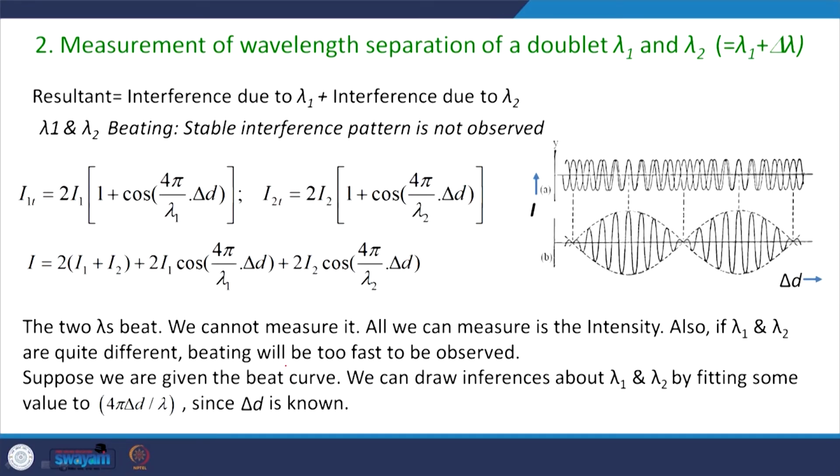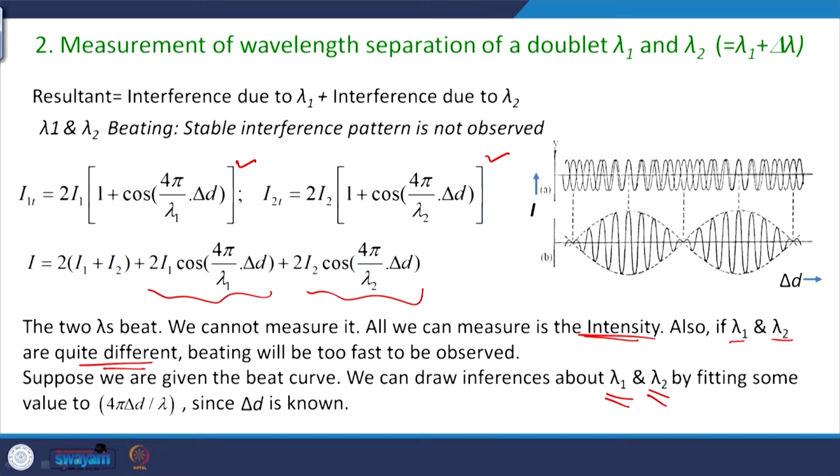Suppose you have two wavelengths which are close to each other, then you will have these two relations for these two wavelengths. So, you will have a beating pattern which will have these two terms. We cannot measure it, it is a problem. All we can measure is the intensity. So, if lambda 1 and lambda 2 are very different, the beating will be very fast and it will be too fast to be observed. But what inferences we can draw is that we can know what is lambda 1 and lambda 2.